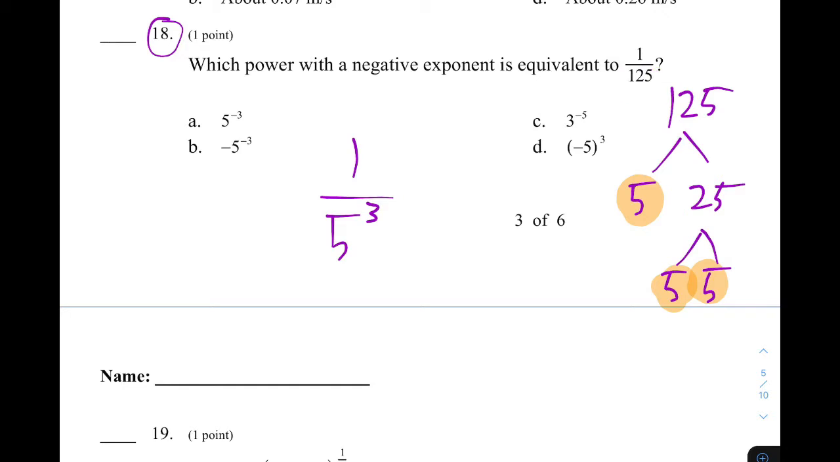Out of these choices, this one's negative, that won't work. That one's negative, that won't work. This one has the base and the exponent all mixed up, so that won't work. So here, 5 to the negative 3 is the same as 1 over 5 to the 3. It's going to be A.